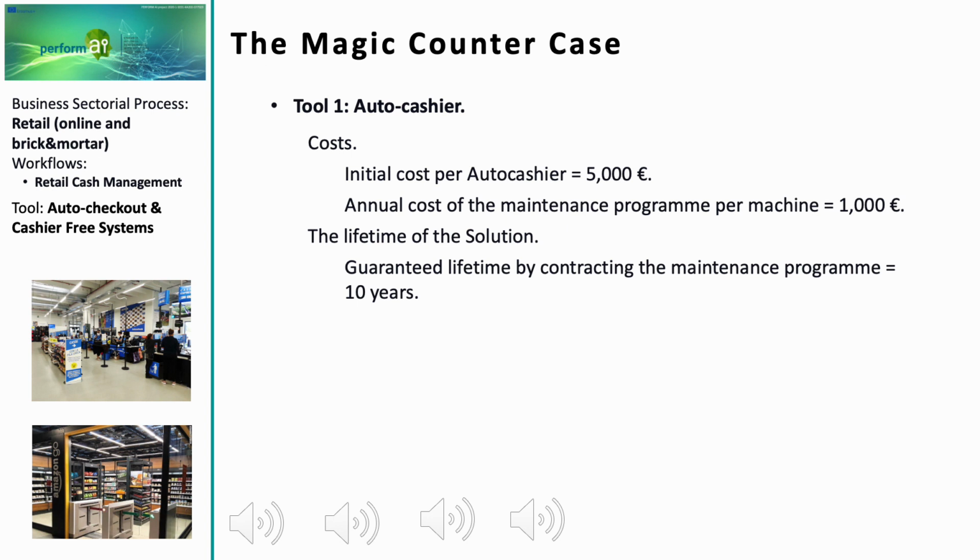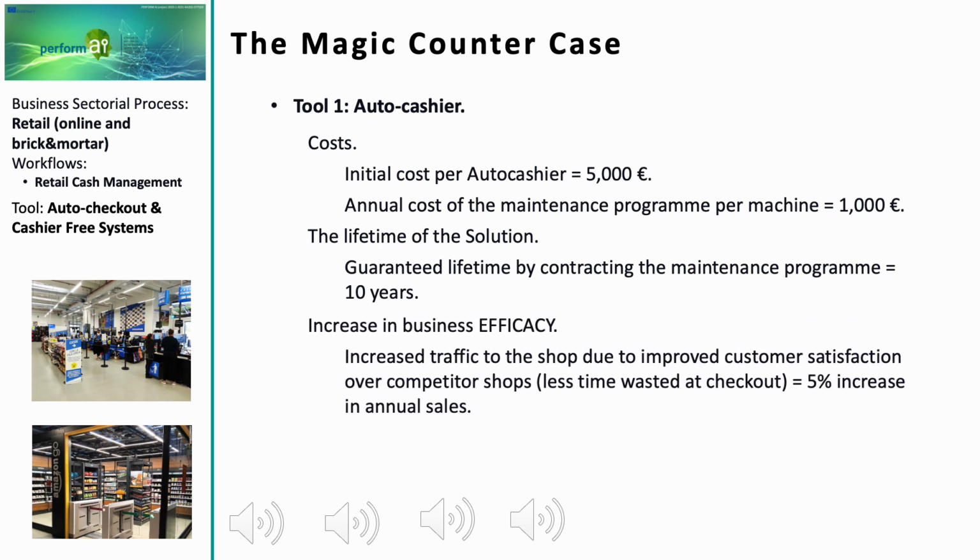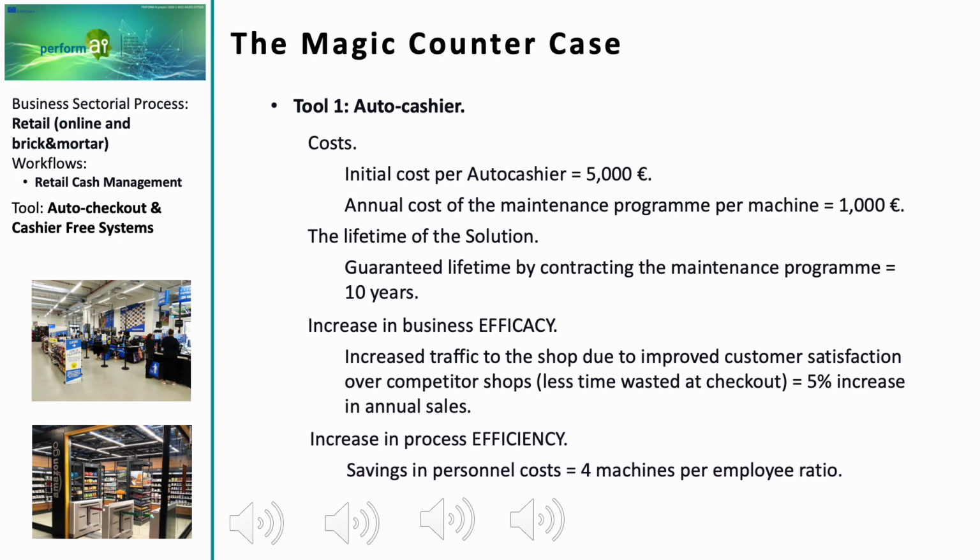Tool 1. Auto Cashier. Costs. Initial cost per auto cashier equals 5,000 euros. Annual cost of the maintenance program per machine equals 1,000 euros. The lifetime of the solution. Guaranteed lifetime by contracting the maintenance program equals 10 years. Increase in business efficacy. Increased traffic to the shop, due to improved customer satisfaction over competitor shops, less time wasted at checkout, equals 5% increase in annual sales. Increase in process efficiency. Savings in personnel costs equals 4 machines per employee ratio.